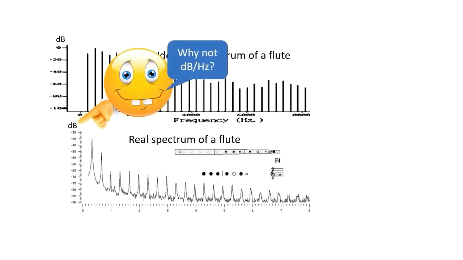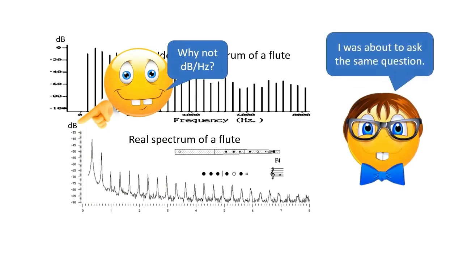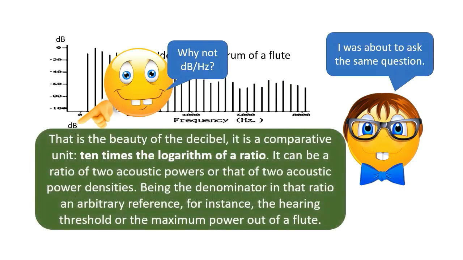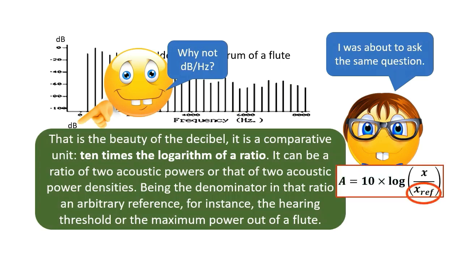Why not dB per hertz? I was about to ask the same question. That's the beauty of the decibel. It is a comparative unit, 10 times the logarithm of a ratio. It can be the ratio of two acoustic powers or that of two acoustic power densities, being the denominator in that ratio any arbitrary reference. For instance, the hearing threshold or the maximum power of a flute or whatever you can come up with.